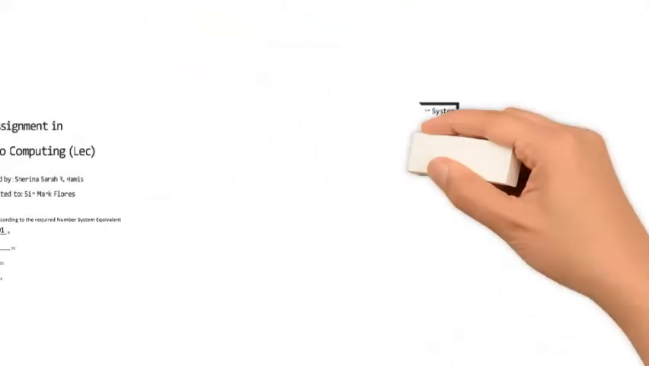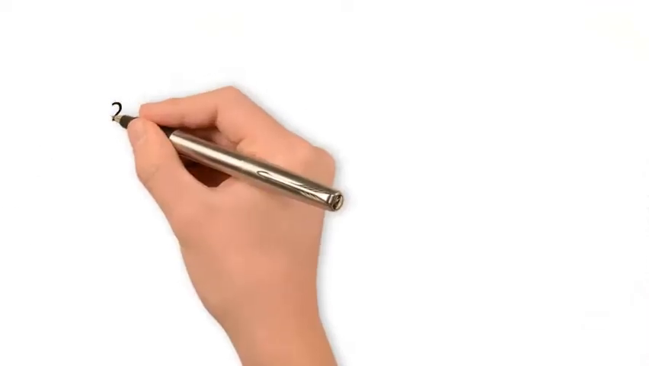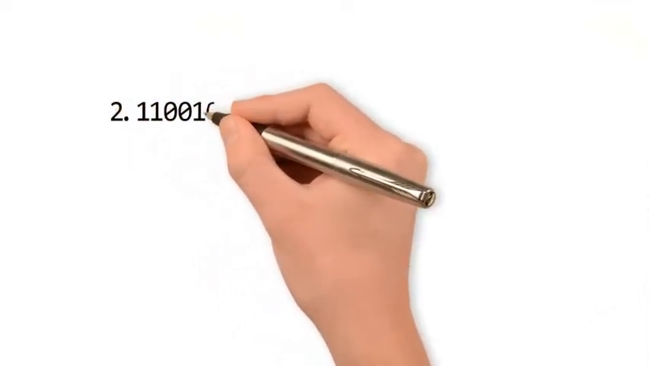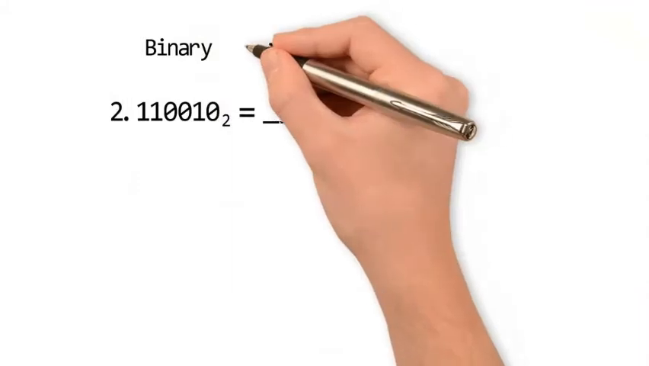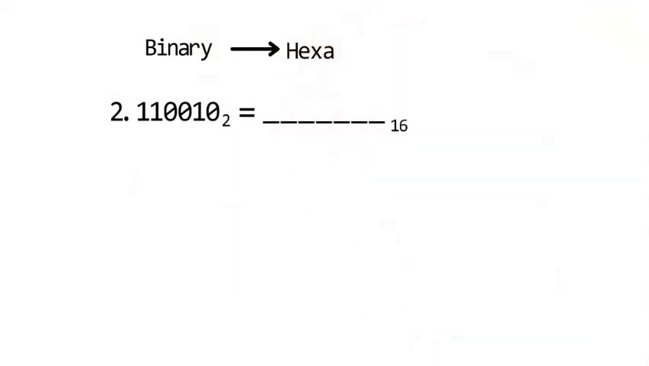Okay, now let's proceed to number 2. So in number 2, we have 110010 subscript 2, and we will convert it to a number with a subscript of 16. So 2 basically represents binary, and just like in number 1, 16 represents hexa. So this is a binary to hexadecimal conversion.